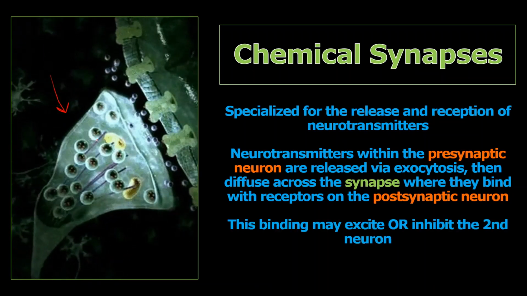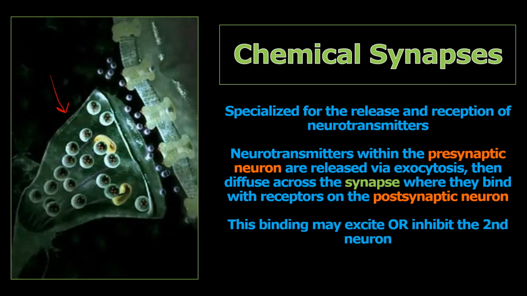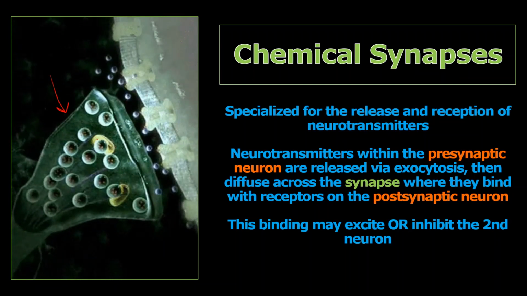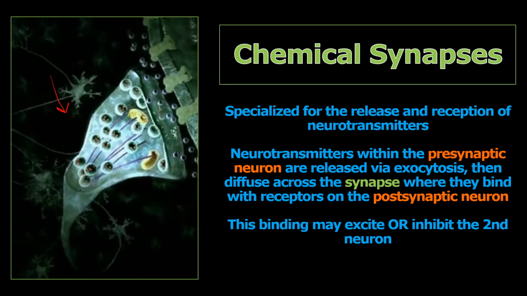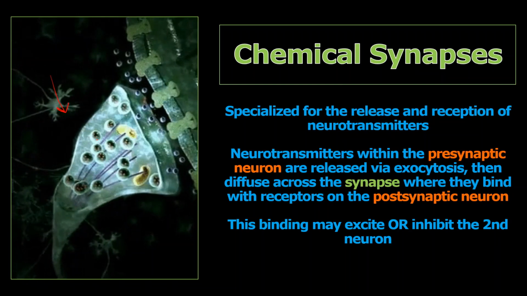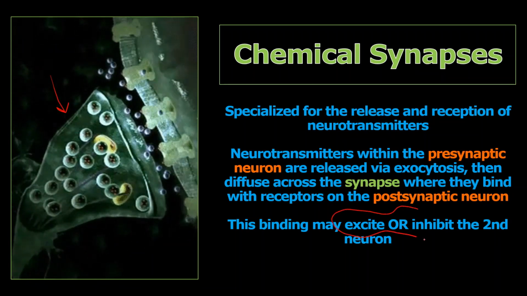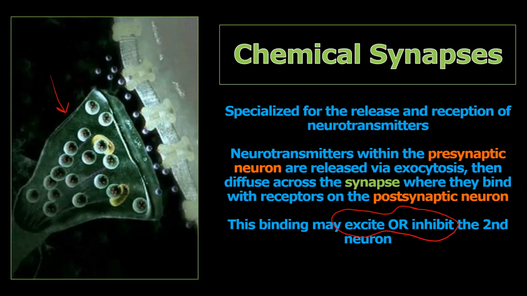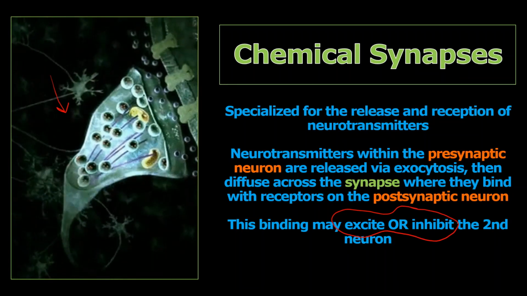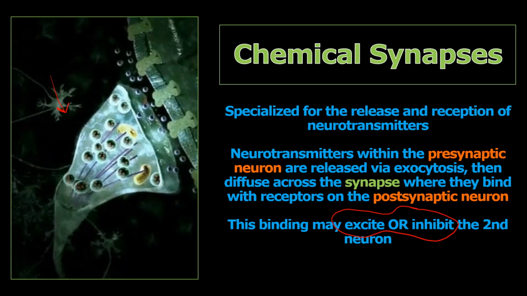So here's another difference in the nervous system. Whenever we saw a neuromuscular junction, if we shipped the neurotransmitter acetylcholine over to the muscle, it always excited that tissue. We may now see inhibition of the second neuron. The postsynaptic neuron may be inhibited by the release of the neurotransmitter.